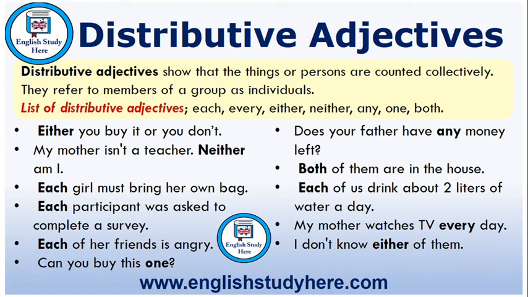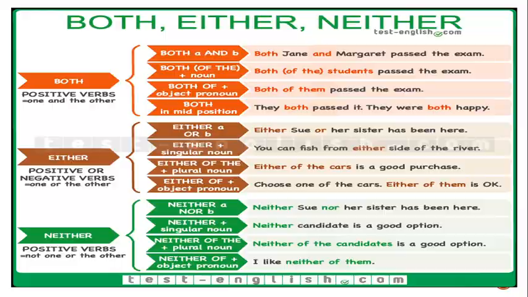Next, distributive adjectives. Distributive adjectives show that the things or persons are counted individually. They refer to members of the group as individuals. List of distributive adjectives: each, every, either, neither, any, one, both. Here, either you buy it or you don't. So example sentences using each and both are given here.